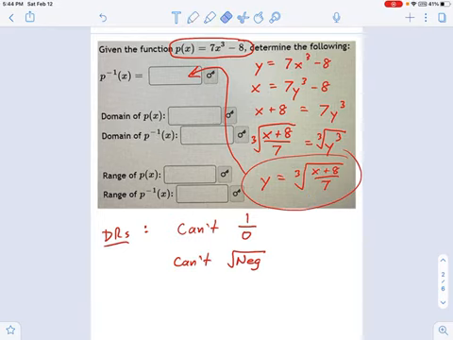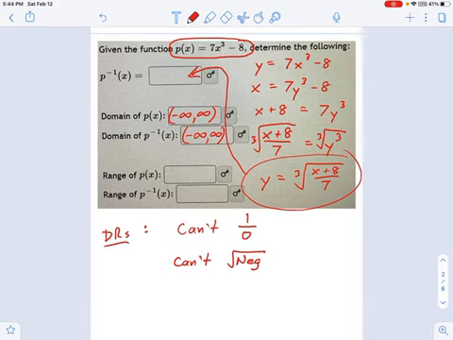Is there any opportunity to square root a negative? No, there's no square roots anywhere in this problem. There's cube roots, but those aren't the same thing. So that means no domain restrictions, which means my domain simply goes from negative infinity to positive infinity. And there's no interruptions along that number line.